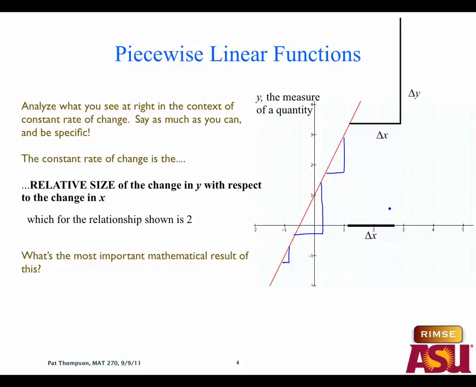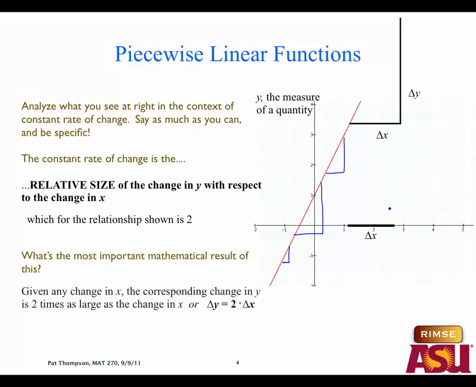Okay, y changes twice as fast as x. We didn't emphasize that as much, but that's absolutely true. No, what have we been hammering for the last 2 weeks? No. The rate of change of y is 2 times the rate of change of x. Other way around. You had it. This is the big thing that we've been talking about over and over again. Given any change in x, the corresponding change in y is 2 times as large as that change in x, or delta y equals 2 delta x.